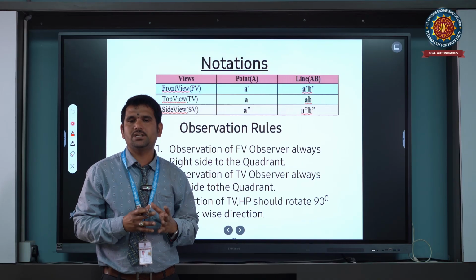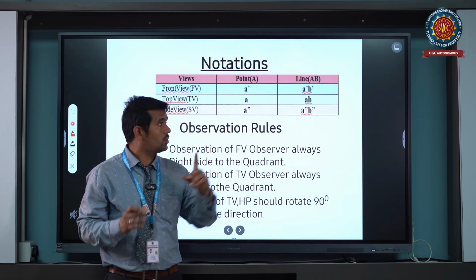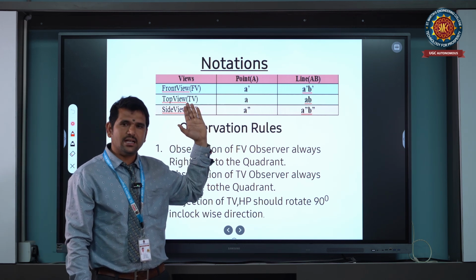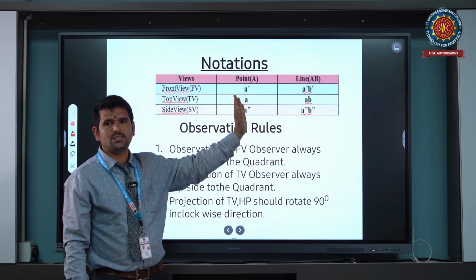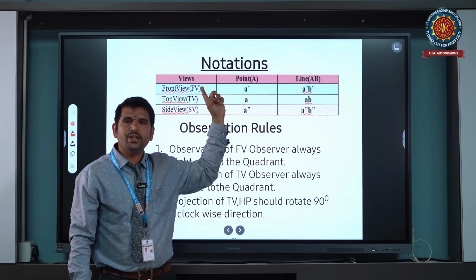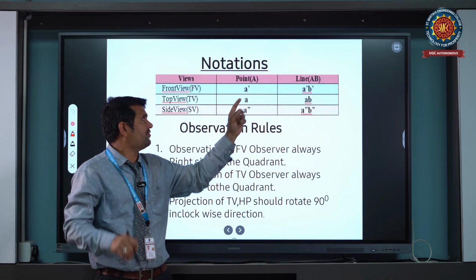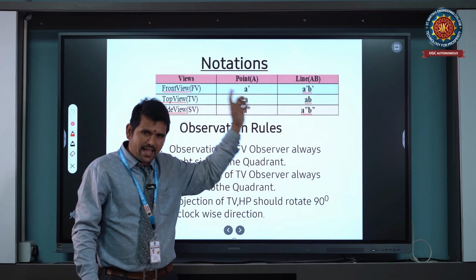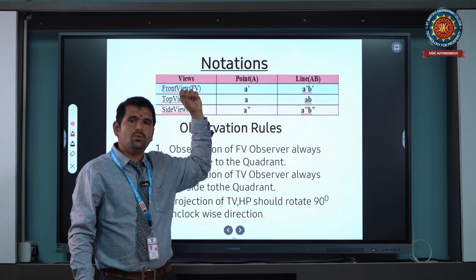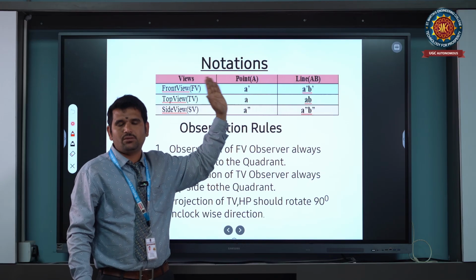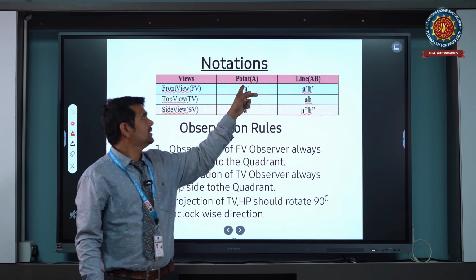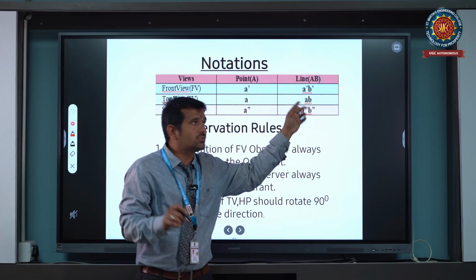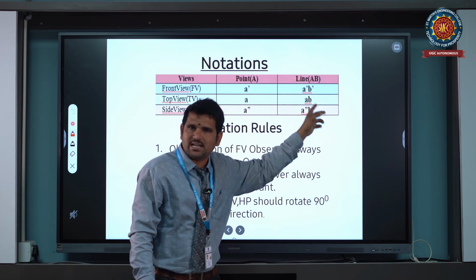That is the standard notation we have to follow while drawing the front view, top view and side view. For example, the front view we mark with small letters with a dash. With a dash we mark the front views. So in the front view, the point a dash represents the front view, and for a line we use a dash b dash.